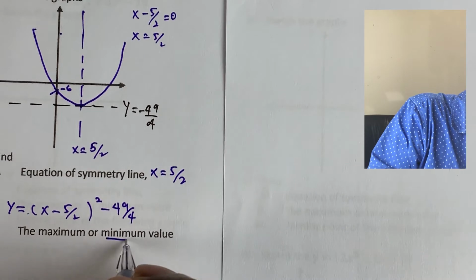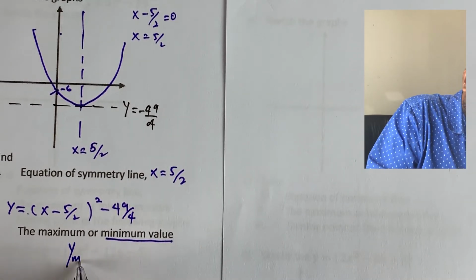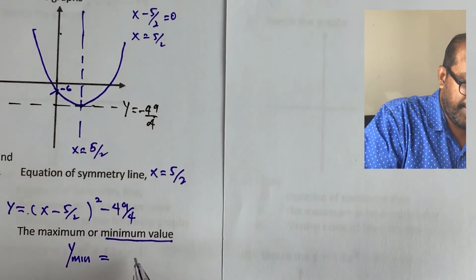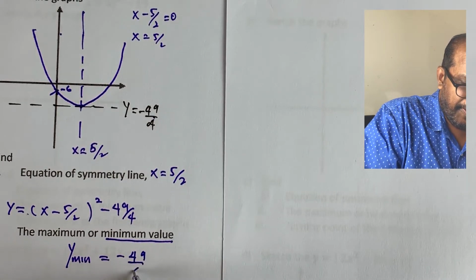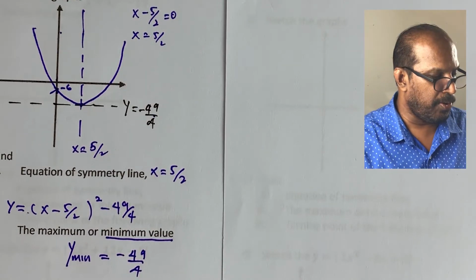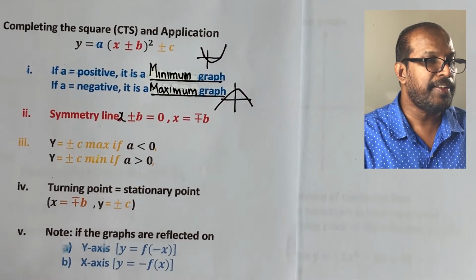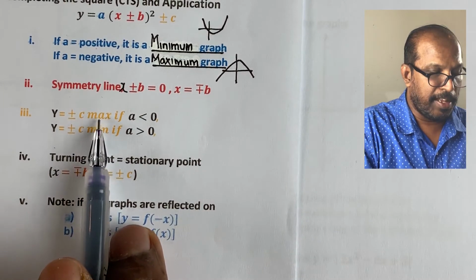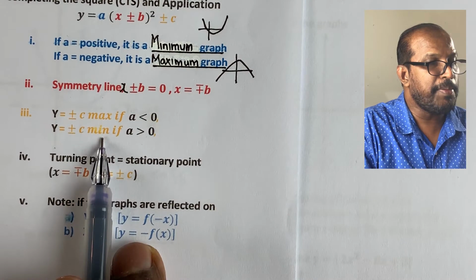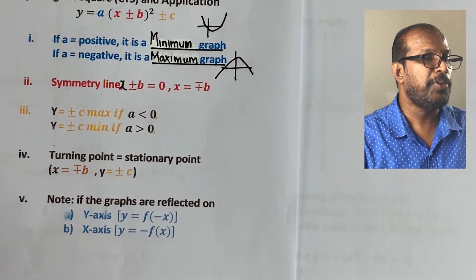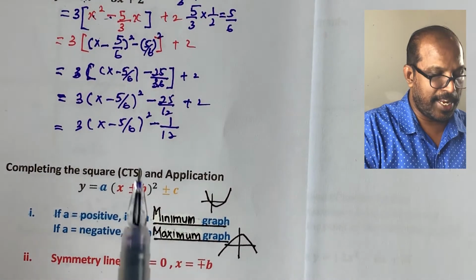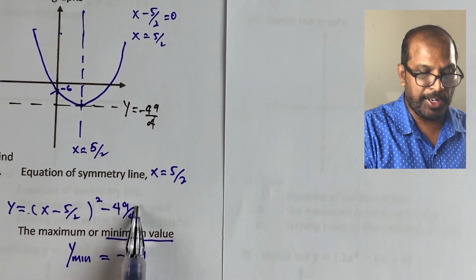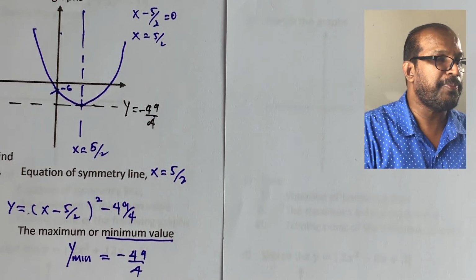So this is a minimum value, and the y minimum is equivalent to negative 49 over 4. Look at the formula. The formula says that the minimum value is y equals plus or minus c, and it is a minimum if a is greater than 0. So straight away we can see that y equals negative 49 over 4 is the minimum value.